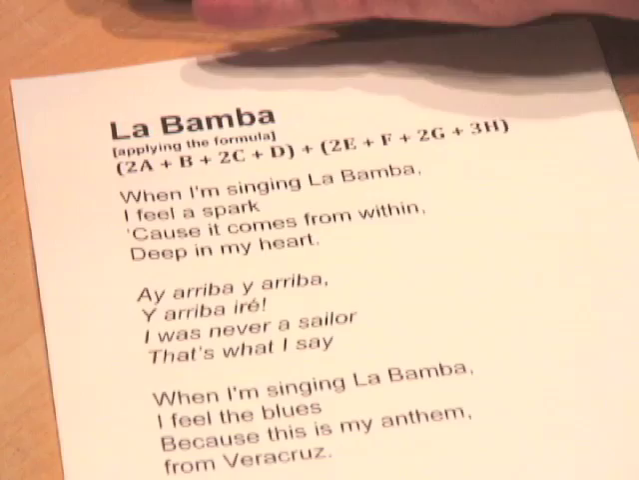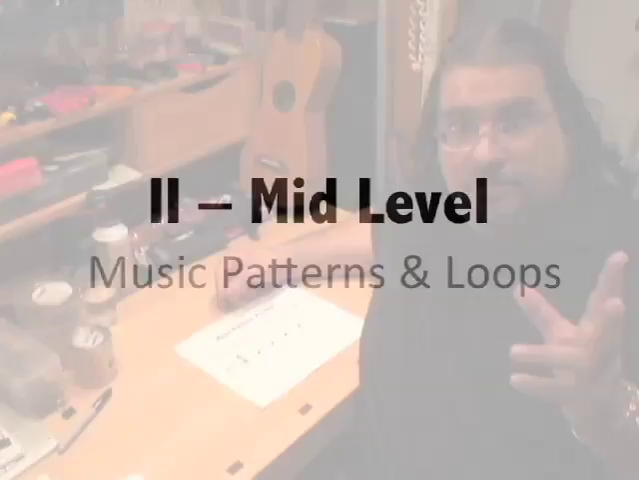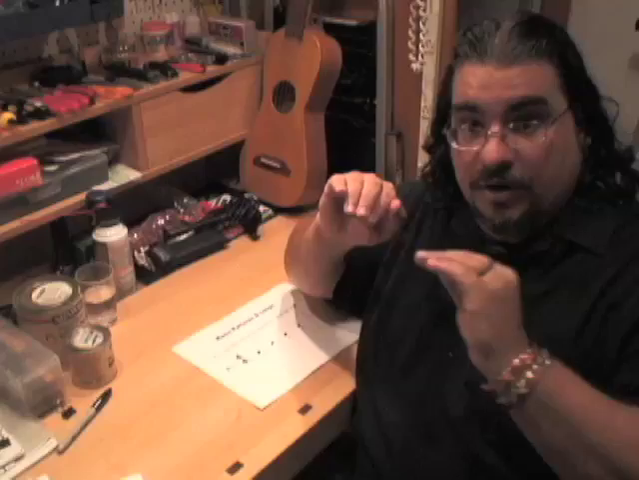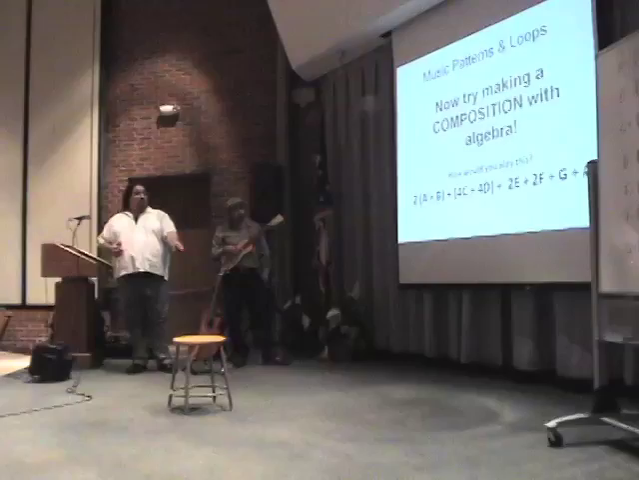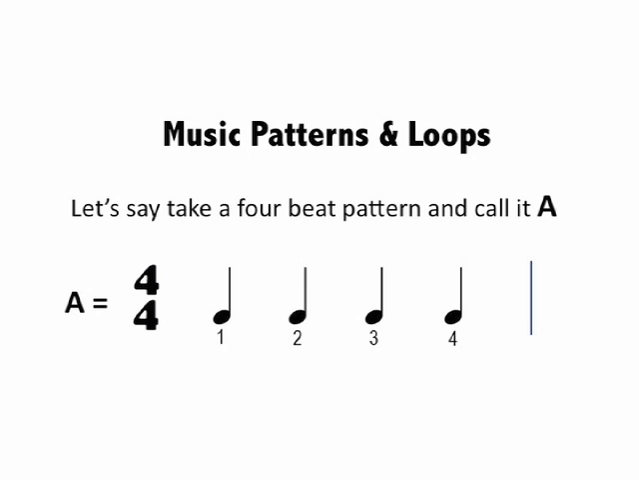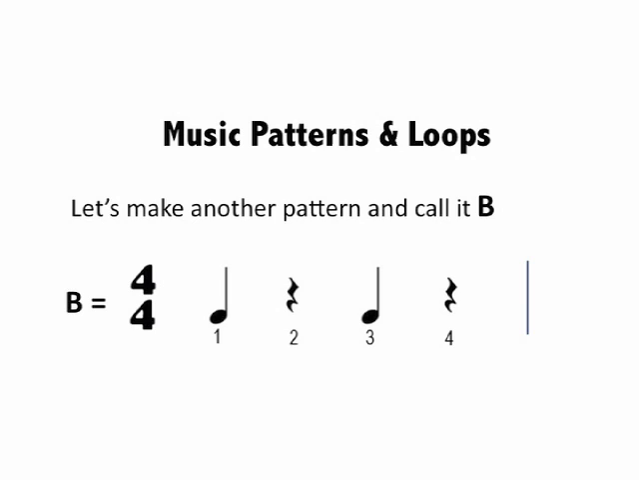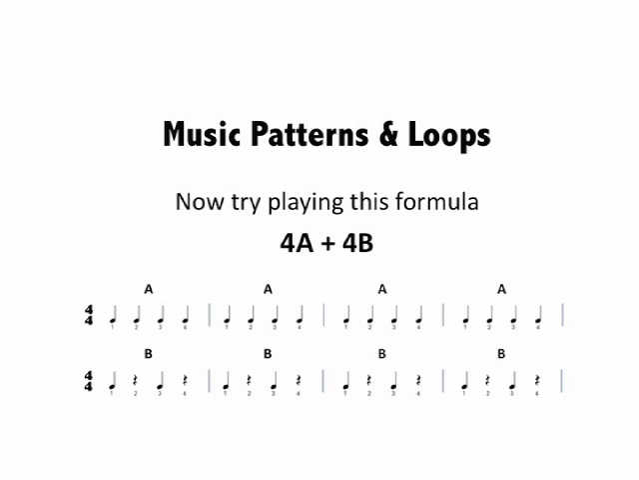In the mid-level, we look at how variables can be substituted for rhythmic patterns, because so far we've been working with lyrics. Now we're going to work with music, and we can create compositions based on these patterns and these formulas. For instance, we have this formula here, which is a 4-beat pattern, and we're going to call that variable A. And we'll have a variable B, which would be this one. So now we can make a small composition with this formula, which is 4a plus 4b, and it becomes this.